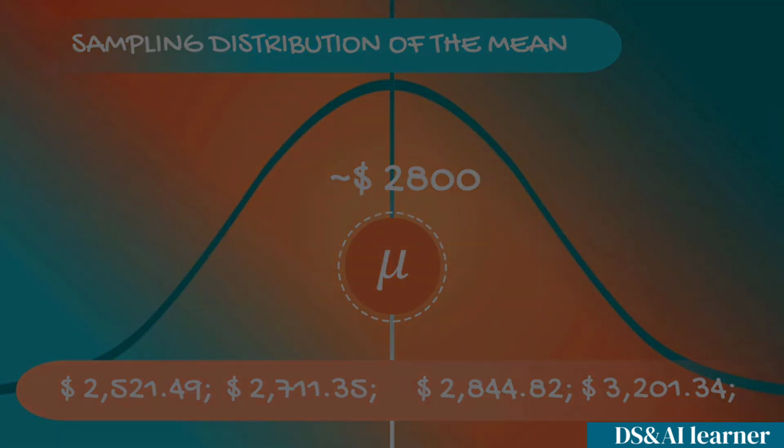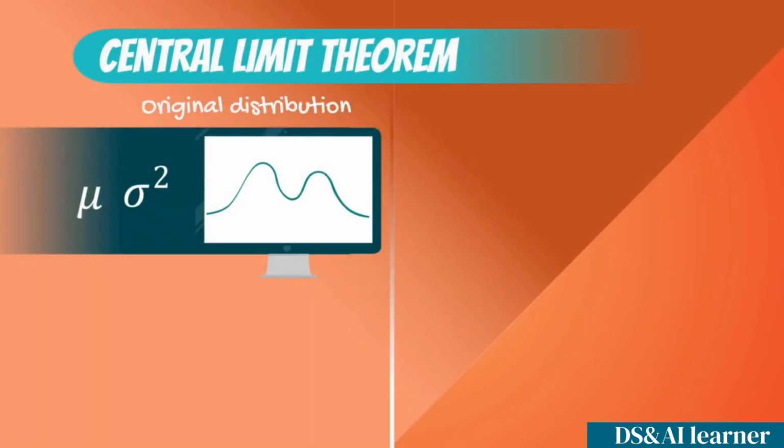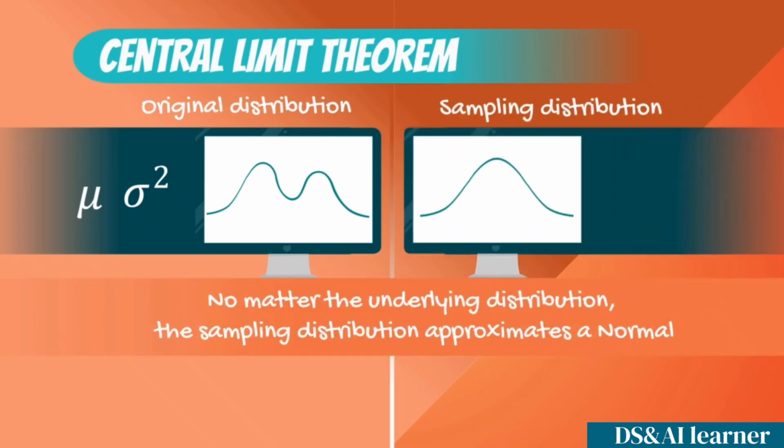And that's what the central limit theorem states. No matter the distribution of the population, binomial, uniform, exponential, or another one, the sampling distribution of the mean will approximate a normal distribution. Not only that, but its mean is the same as the population mean. That's something we already noticed.